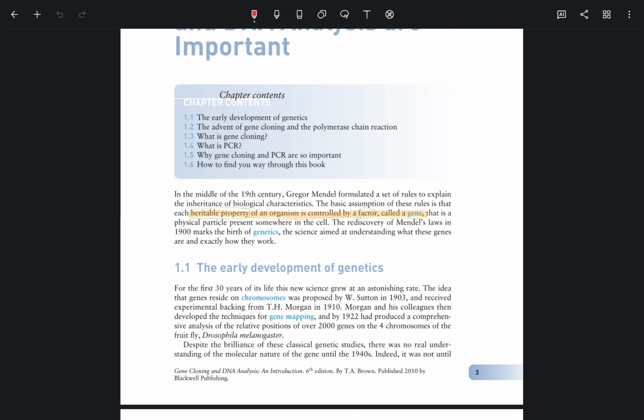In the middle of the 19th century, Gregor Mendel formulated a set of rules to explain the inheritance of biological characteristics. The basic assumption of these rules is that each heritable property of an organism is controlled by a factor called a gene.